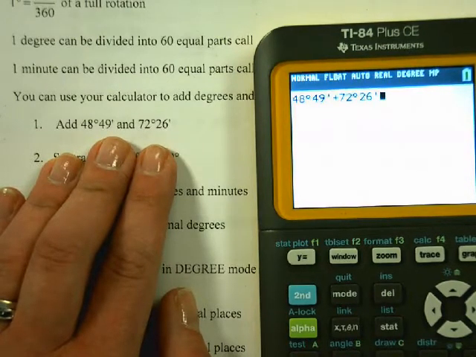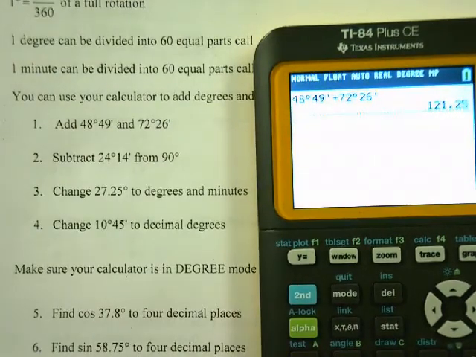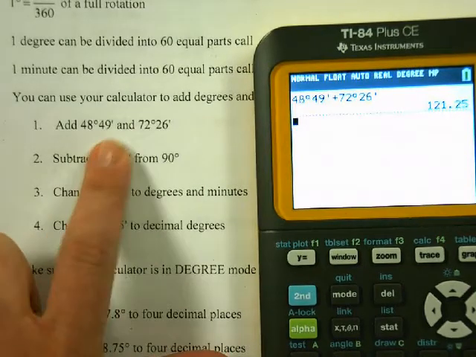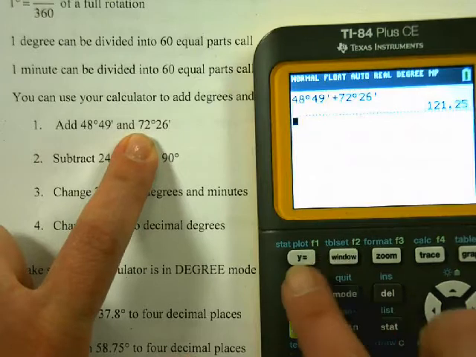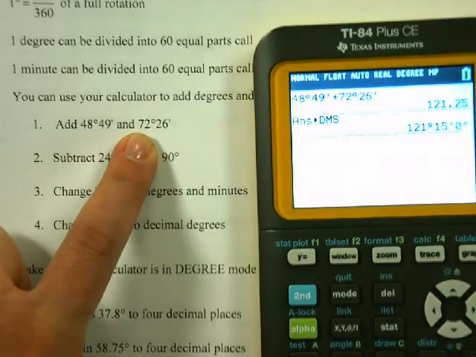All right, now when you push enter, notice it gave it to you in decimal form. We call that decimal degrees. It doesn't have degrees and minutes, it's in decimal degrees. So 121.25 degrees. However, it gave us decimal, or we want degrees and minutes, so I'm going to use that DMS button. So I'm going to do second angle, and I'm going to convert that into degrees, minutes, and seconds.